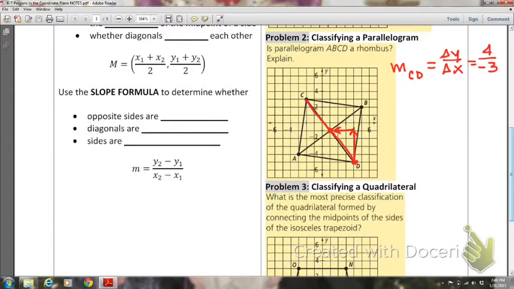That gives the slope of segment CD. Now let's look at the other diagonal. Let's look at the slope of AB. And once again, we're looking at change in y over change in x.